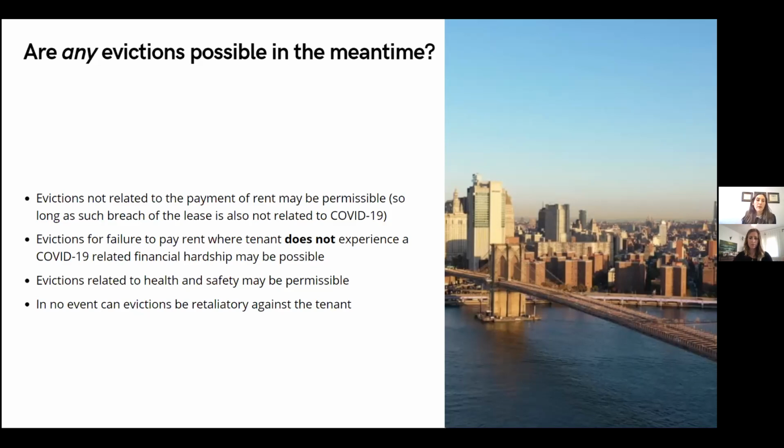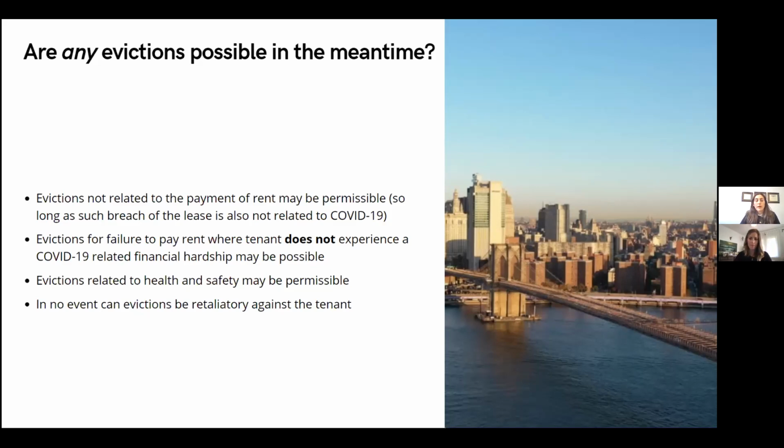Evictions for failure to pay rent where the tenant does not experience a COVID-19 related financial hardship may be possible. So if the tenant did not submit a declaration, you may be able to get the tenant out. The Code of Civil Procedure, as amended by SB 91, will provide the tenant with a second bite of the apple if you do file an eviction action or an action to recover rent.